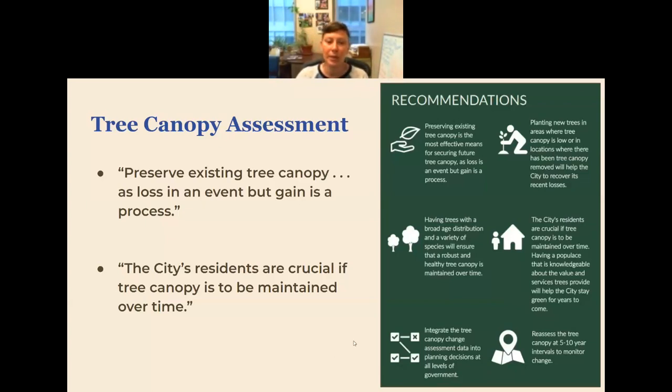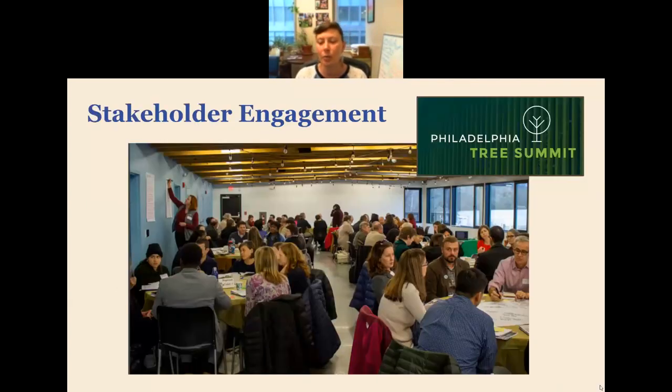So we took this tree canopy assessment and we brought together 100 stakeholders from across the city, the region, and some of our most engaged community groups to talk about the data and to talk about what we wanted to do with it. And you can see we had a lot of folks at our Philly Tree Summit, we called it, and we really talked about what we wanted to see in a plan with informed stakeholders.